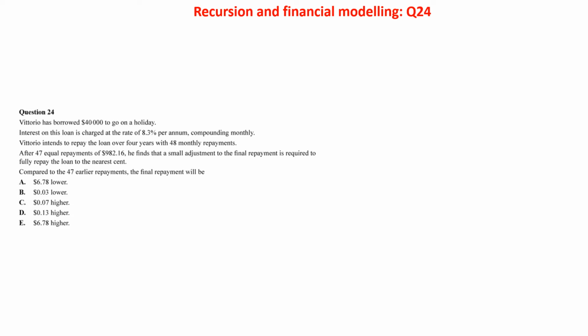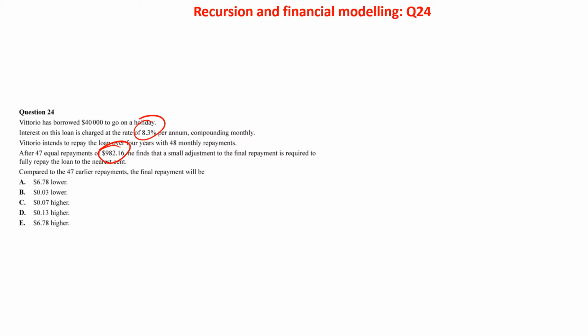All right, so we're looking at recursion and financial modeling question 24 now. Victoria has borrowed 40,000 to go on holiday. The interest on the loan is charged at 8.3% per annum. They intend to repay the loan over 4 years with 48 monthly repayments. After 47 equal repayments of that amount, he finds that a small adjustment to the final repayment is required. I'm just rereading it again.